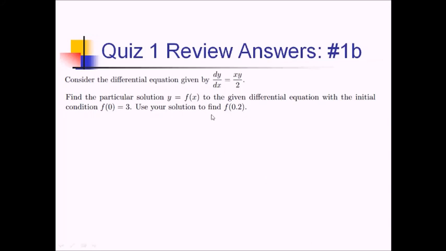On this problem, we're given this differential equation here, dy/dx equals xy over 2. And we basically want to figure out, first off, the particular solution with an initial condition of f(0) equals 3. And then we want to use that to find the value of f(0.2). So first off, do we have the output variable in the differential equation? We do. We have a y here. So that means we have to separate our variables.